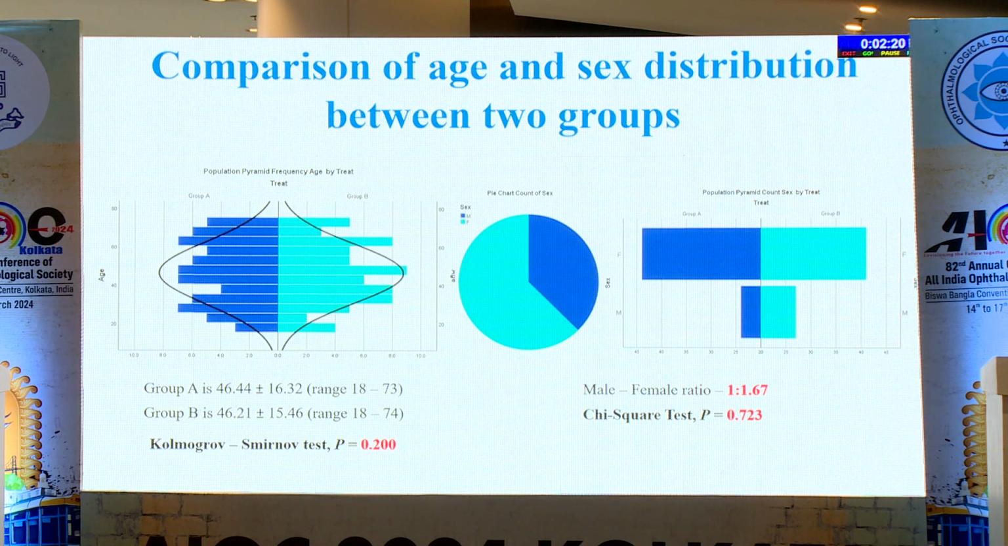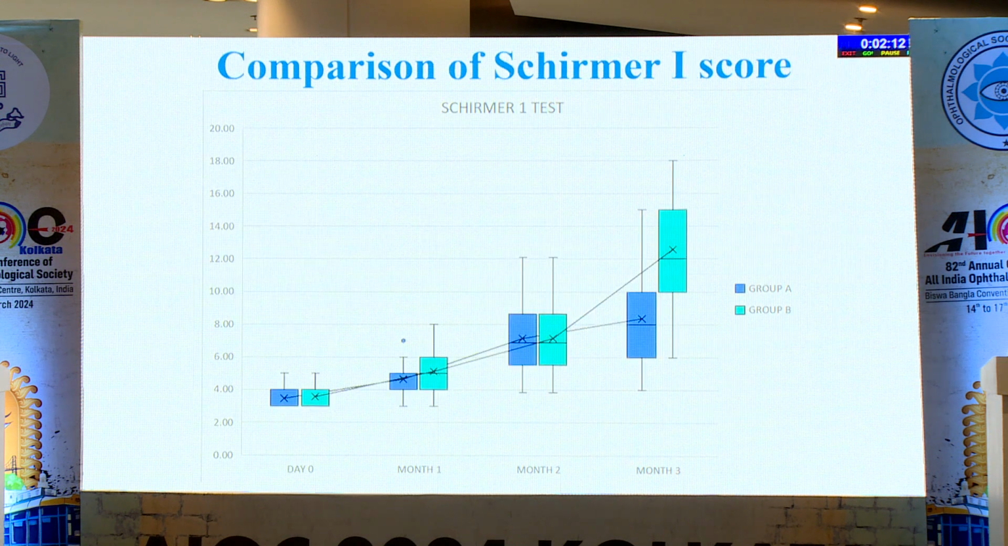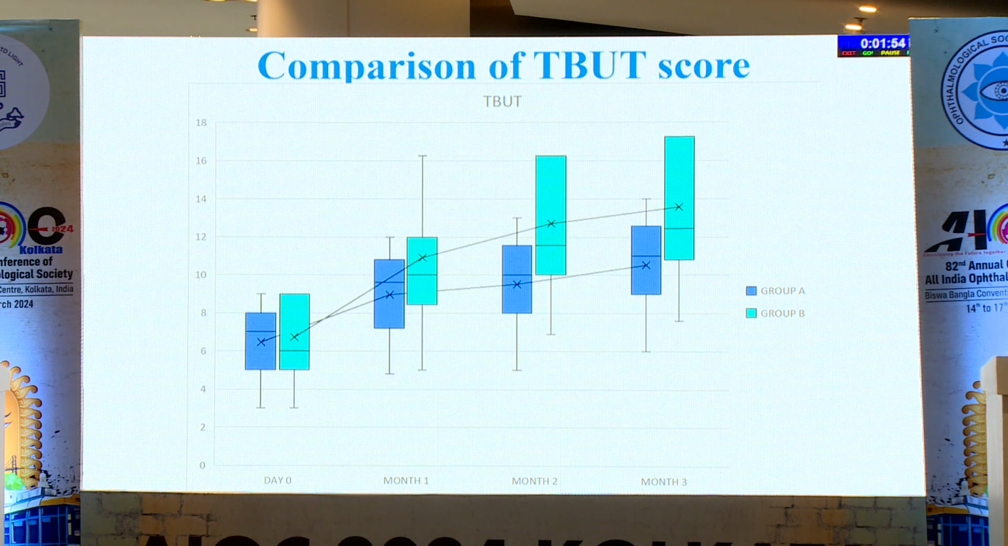As a result, we can see both groups have an age-matched and gender-matched normally distributed population with female preponderance noted in both groups. The comparison of the Schirmer score shows a gradual increase, which significantly improved over the time period, but at month 3, there is a statistically significant improvement in group B, those who received the topical tacrolimus. In the case of TBUT score, a similar result has been seen, but in month 2 and month 3, there is statistically significant improvement in the topical tacrolimus group.